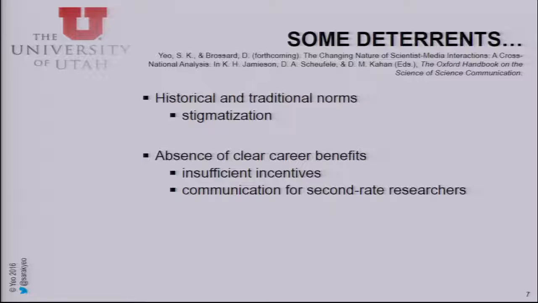And certainly that's changing. But a third deterrent is that there is a lack of training for communicating for scientists. A lot of us go through graduate school and never think about the sociology of science or the social and political aspects of science and how to communicate about them. And so there aren't a lot of institutional, systemic structures in place to help with communication.